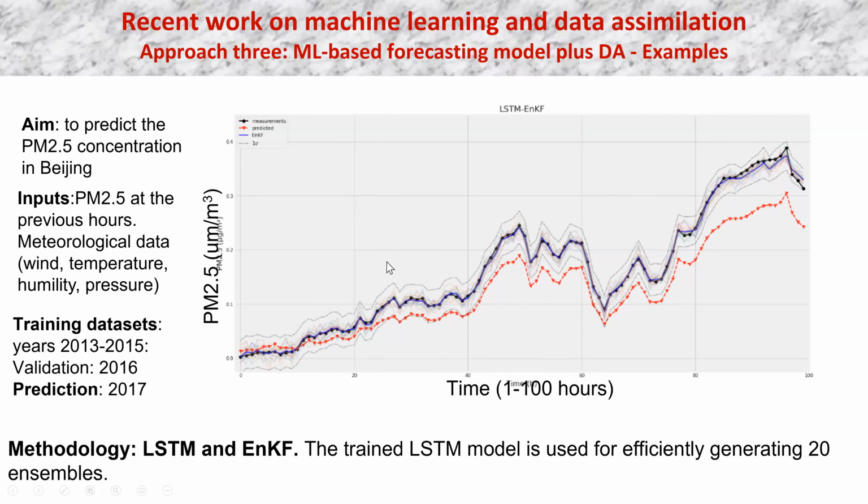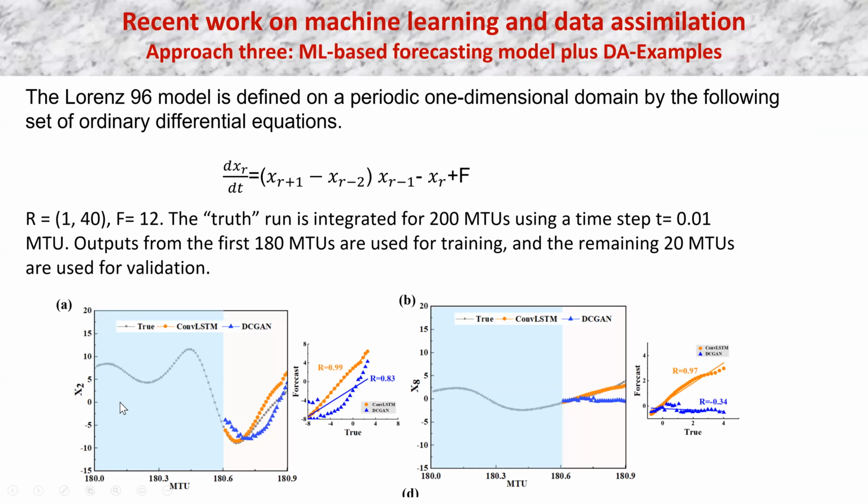We use 20 ensemble members. And then you can see this line is the result when we introduce the data assimilation technology and then introduce the data. You can see it is really close to the measurement, improving the accuracy of the machine learning model results. And here, the second example is the Lorenz 97.